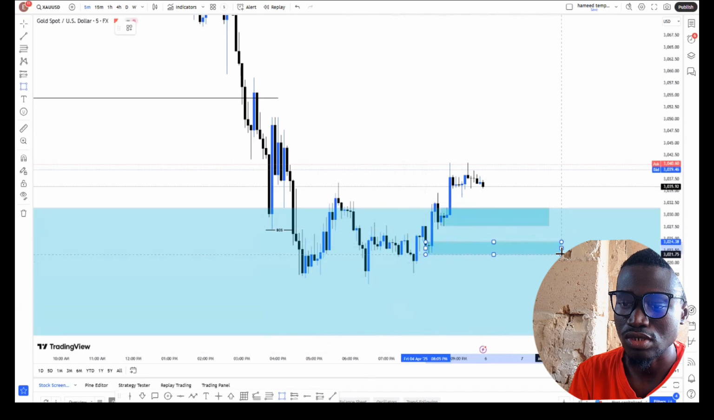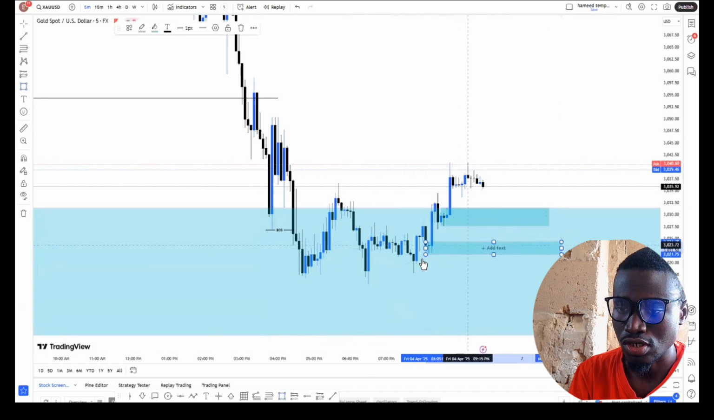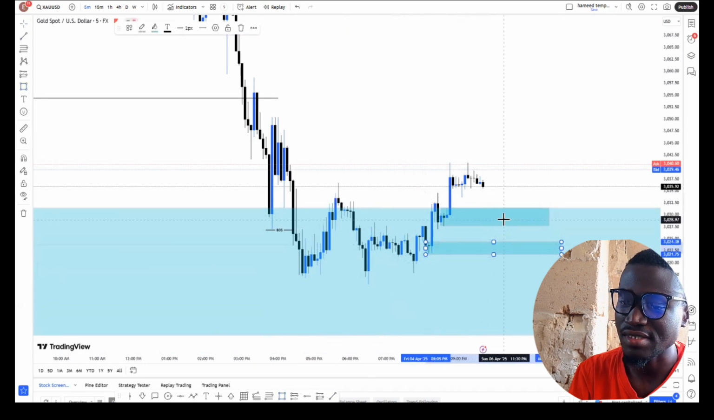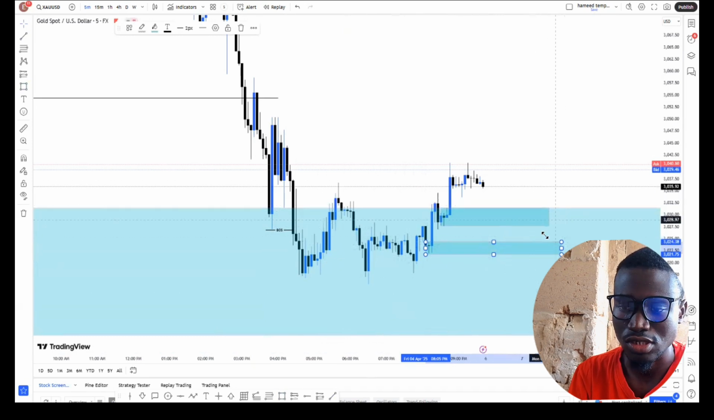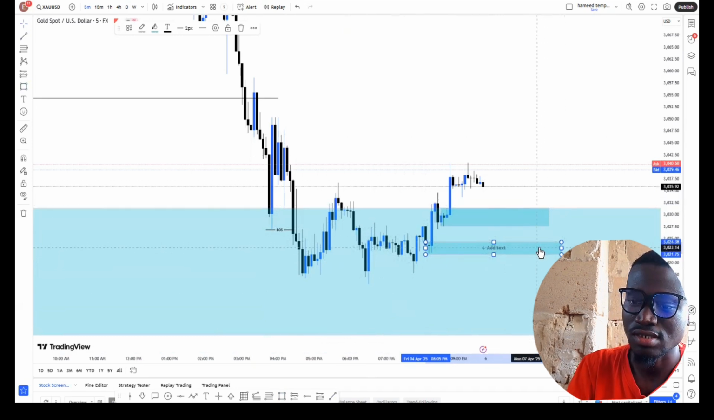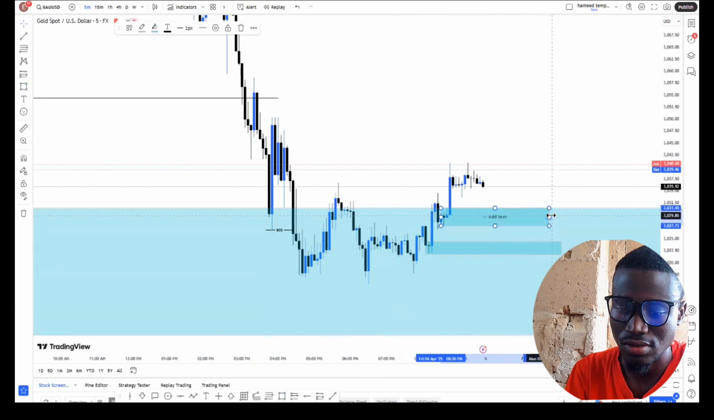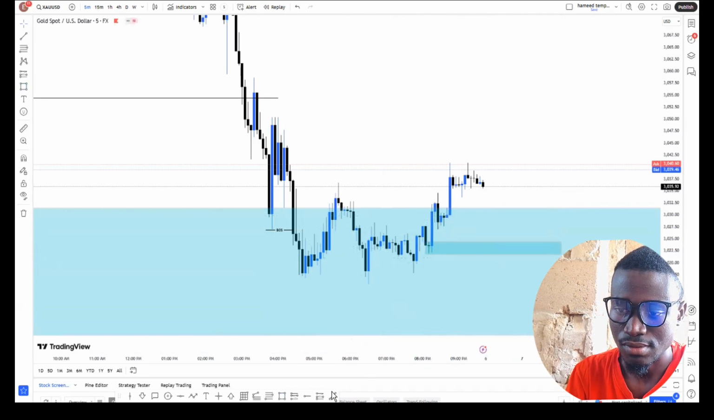So these are the two zones I will be expecting the market to come into, this one or this one, on 5 minutes. But I will be more confident in this one. The market should come to this one. So let me just remove this and I'll count this as a liquidity. This will be a liquidity the market will just clear before coming to my origin, this level.